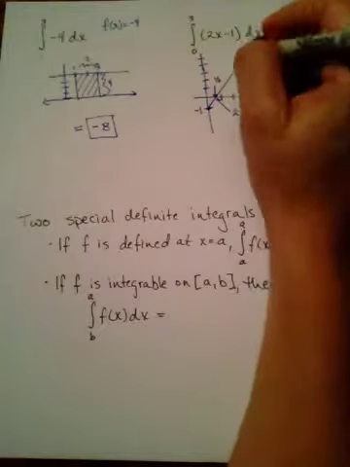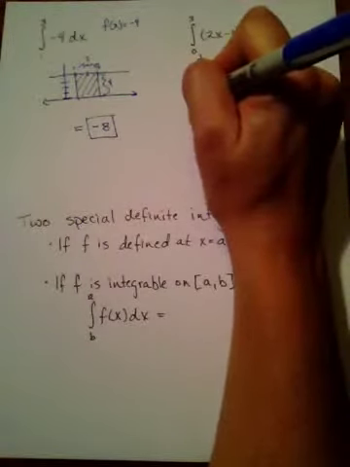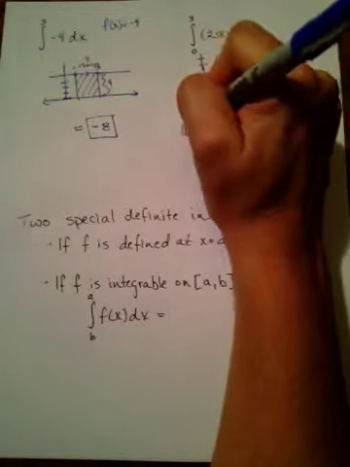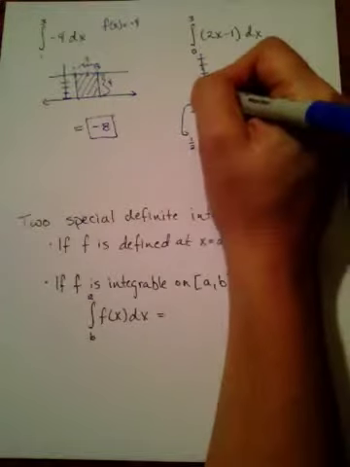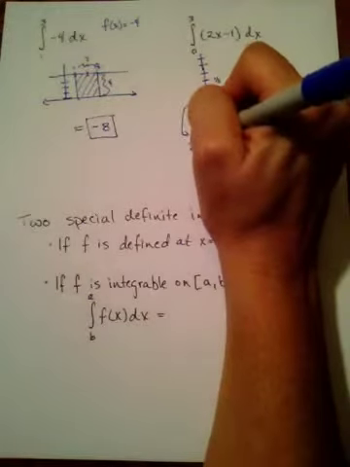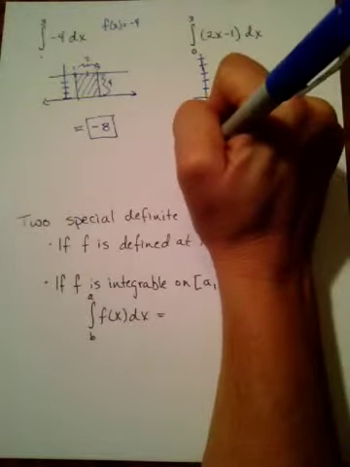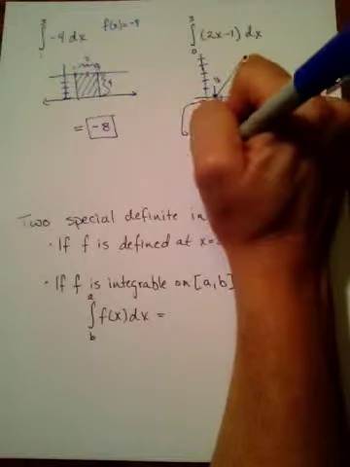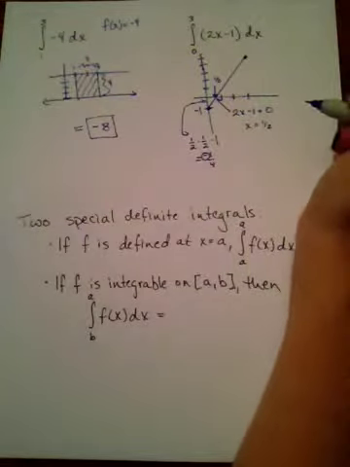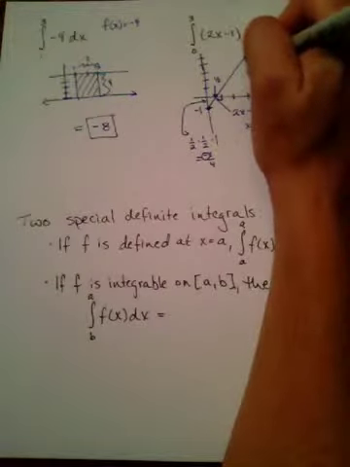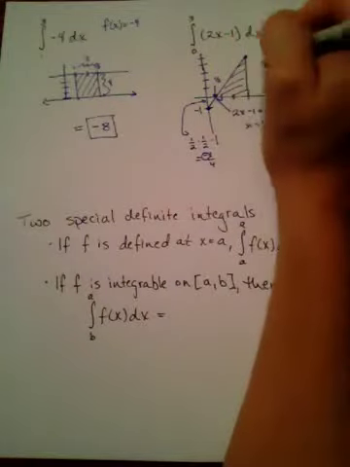So I'm going to look at this as two separate triangles. This little triangle right here will have a negative area. And I know that the area of a triangle is 1/2 base times height. The base is going to be a 1/2. And my height is going to be a 1. So this region right here has an area of 1/4. And I'm going to assign a negative value to it because it's below the x-axis. If I look at this triangle right here, it's going to get a positive value because it's above the x-axis.